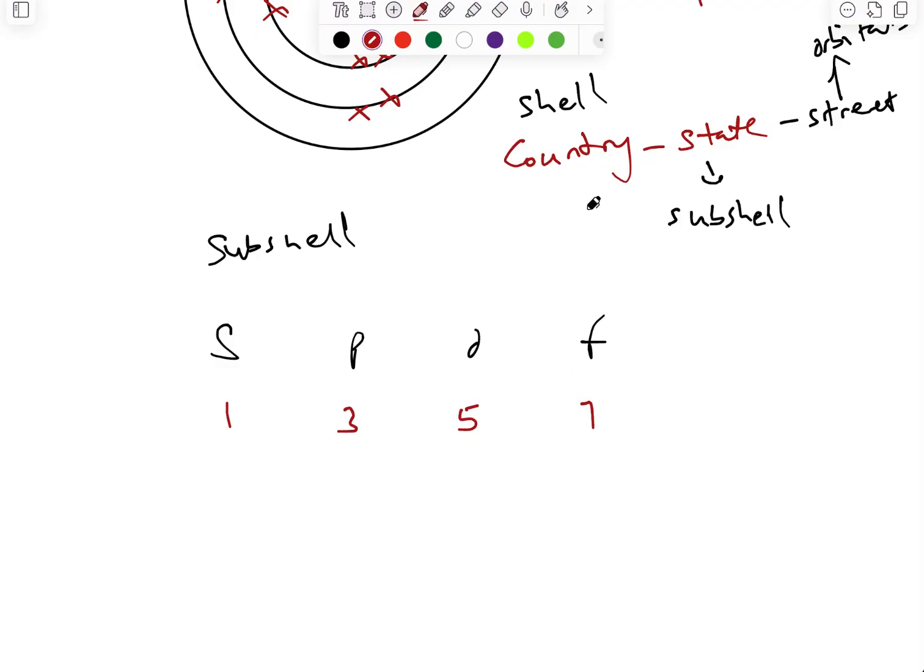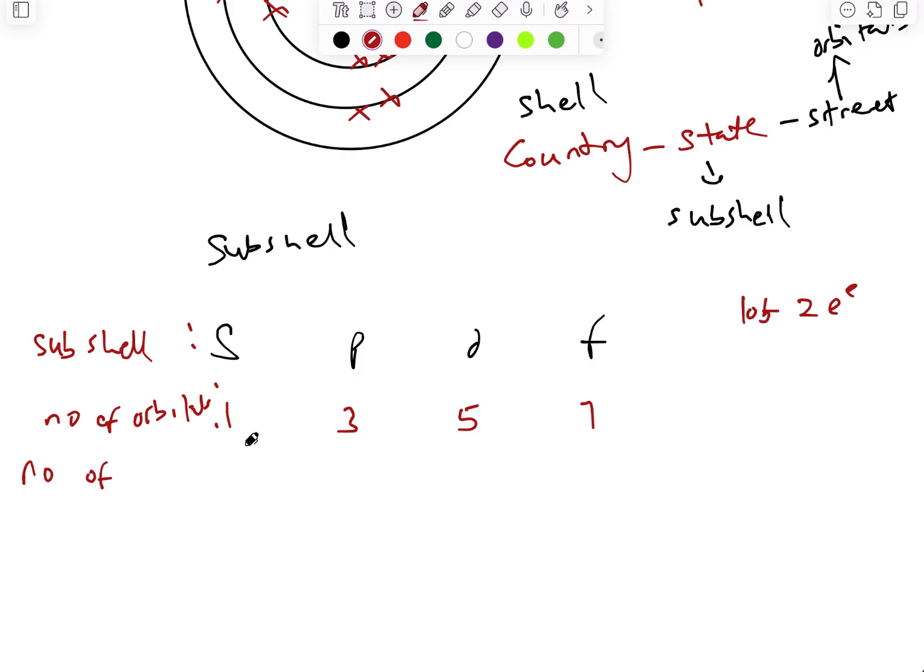One more thing, each orbital can only hold 2 electrons maximally. So let's run through this again. We have the subshells, and these are the numbers of orbitals. Now, because each orbital can only hold 2 electrons, for every 1 orbital, 2 electrons. Take note of that.